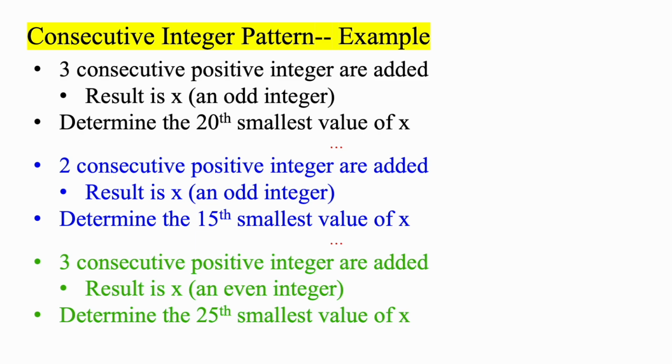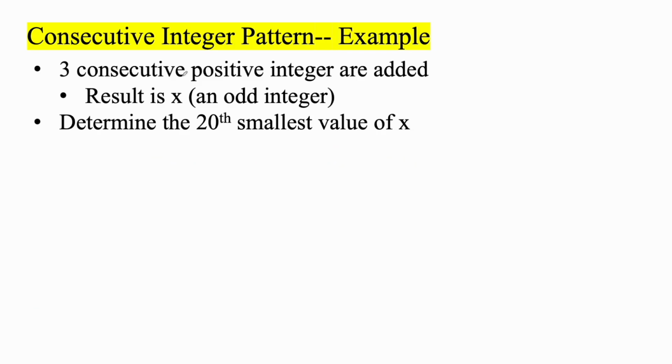Okay, in this video, we're going to solve 3 problems that involve consecutive integer patterns, and so let's begin. So we have 3 consecutive positive integers, and they're added. The result is x, an odd integer. You want to determine the 20th smallest value of x.